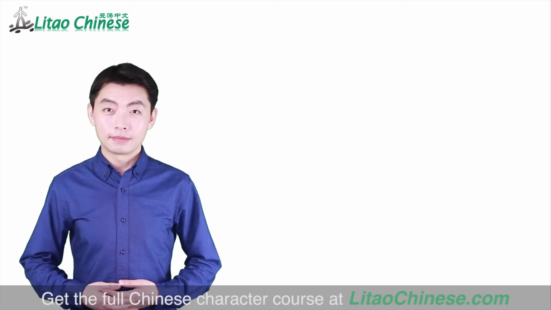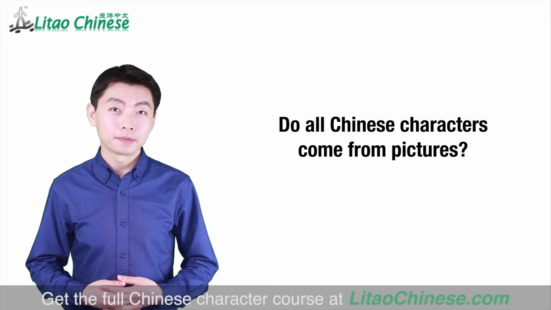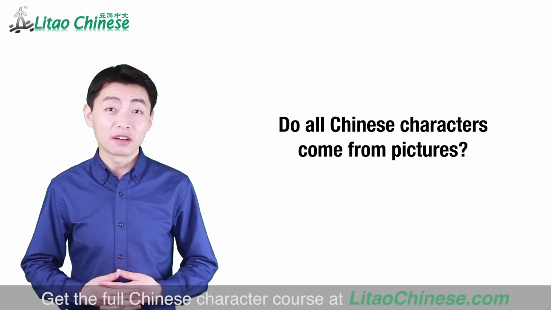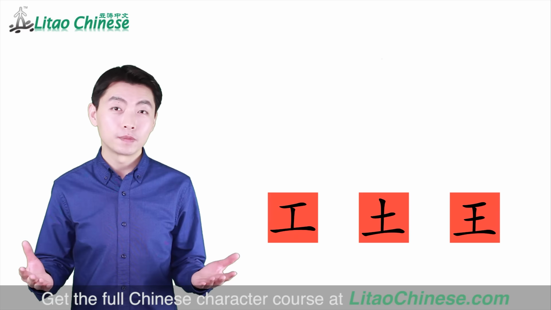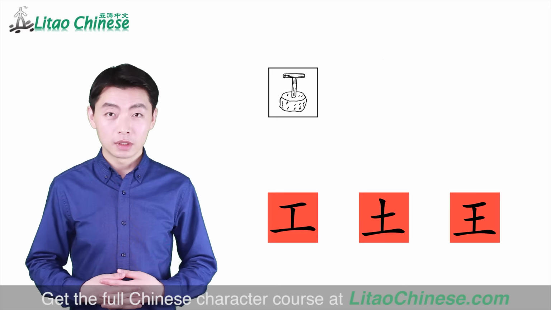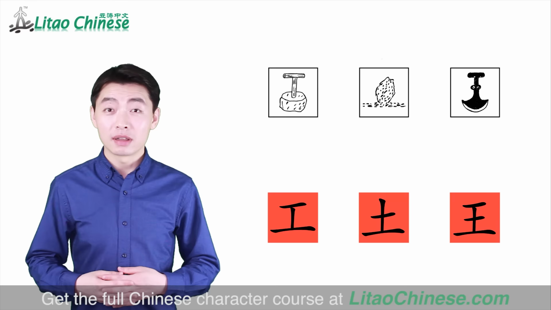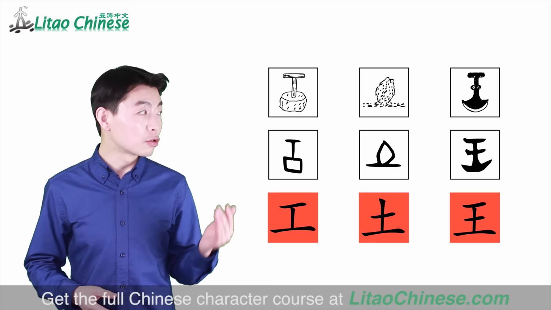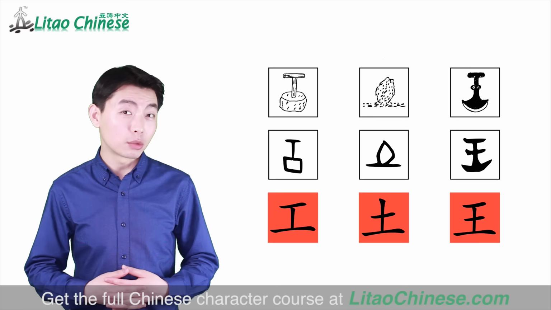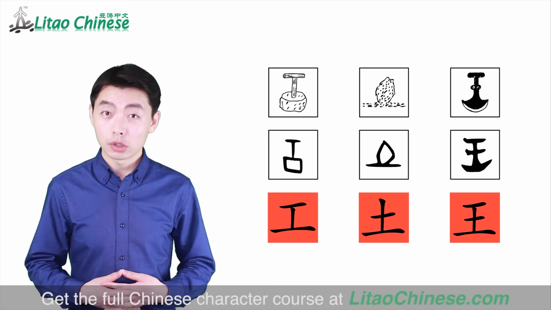Many students ask me, do all Chinese characters come from pictures? My answer is yes and no. Let me explain the yes part first. Take the three characters we have just learned as an example. Ancient Chinese people looked at the tool they use, a lump of soil on the ground, and the big axe that represents king's power. Then they created the three ancient characters by outlining the rough shape of the three things with simple lines to symbolize tool, soil, and king.